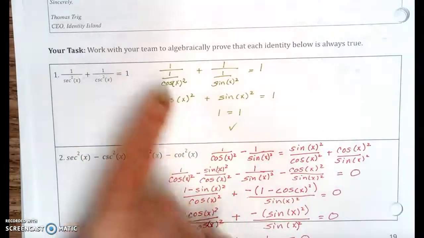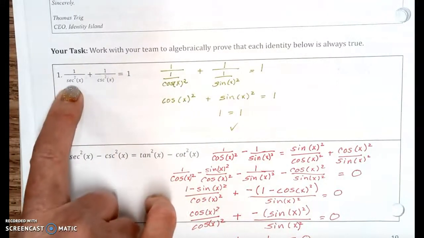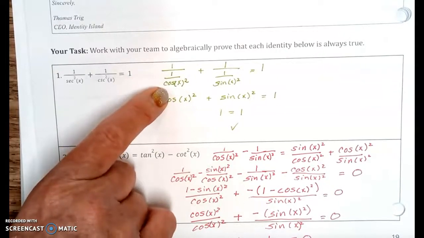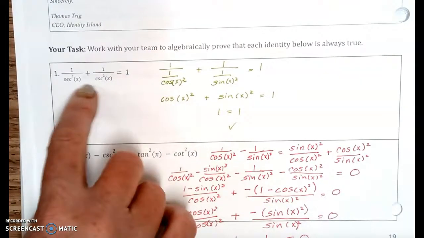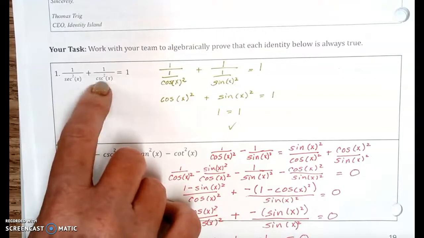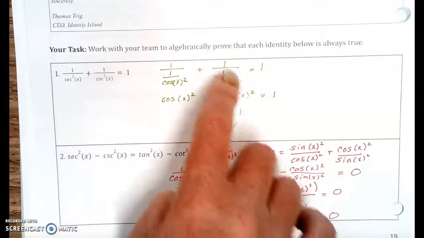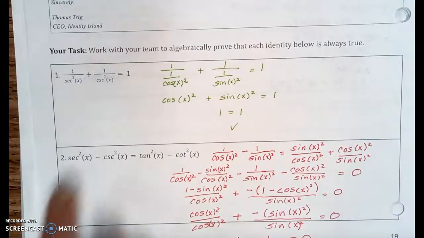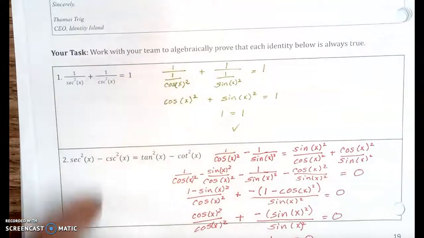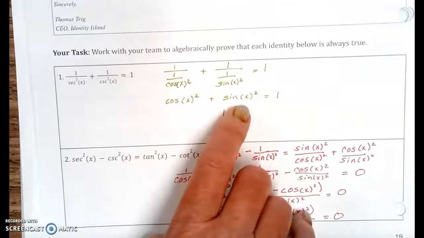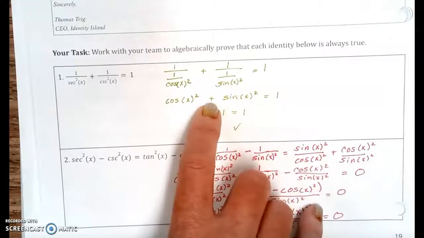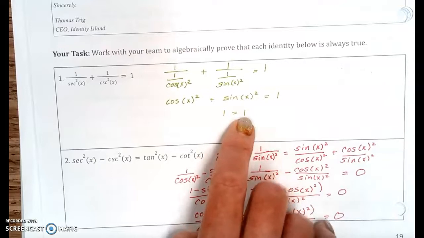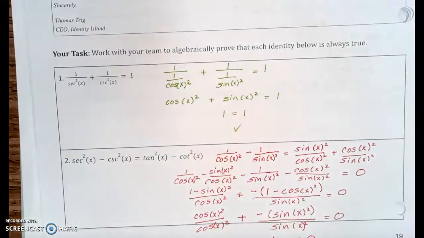So on the left, we're going to take the secant squared and rewrite it as 1 over cosine x squared. And on the 1 over cosecant squared, we're going to rewrite as 1 over the sine of x squared. When we take the reciprocal of the reciprocal, we get cosine of x squared plus the sine of x squared, which is one of our identities, and is equal to 1. The right side of the equation is already equal to 1, so this one proves to always be true.